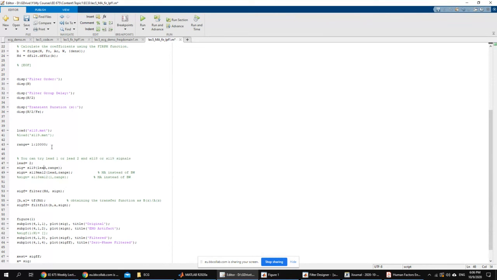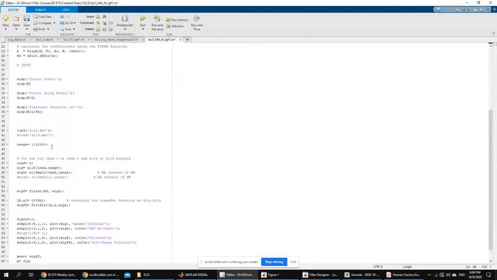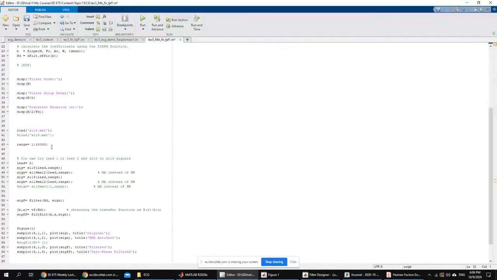Okay, so it's up to you to choose whatever signal you want. Maybe it might be better to have it here so that you can see it yourself. Okay, so basically here it's 118. It's 118.